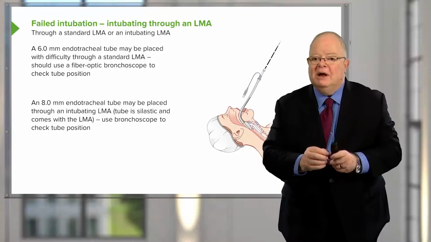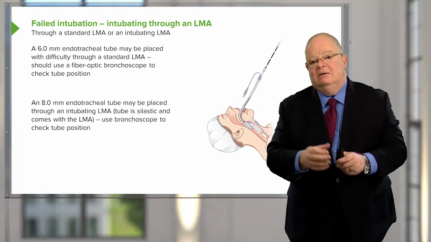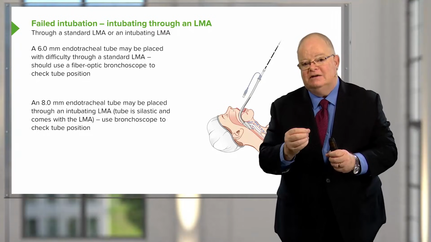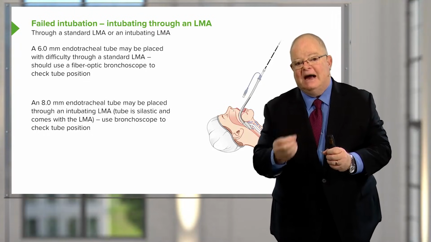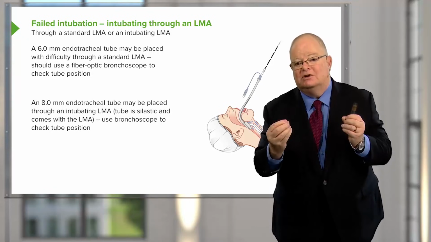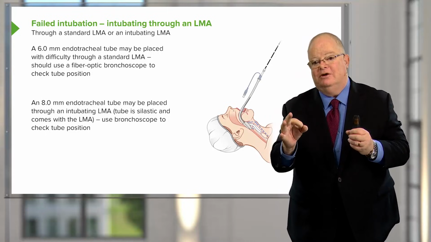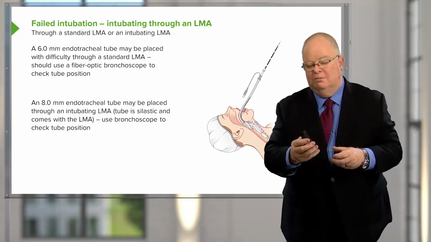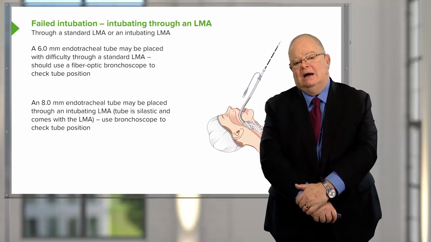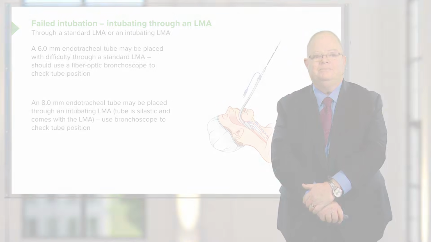With the intubating LMA or the fast-track LMA, it comes with a size 8 endotracheal tube that is made of silastic, which is a plastic material that slides more easily. It's got a bigger barrel than a standard LMA, and you can get the 8 tube through. So particularly for a man, that's a better size than a 6. A 6 is small for a man or woman.